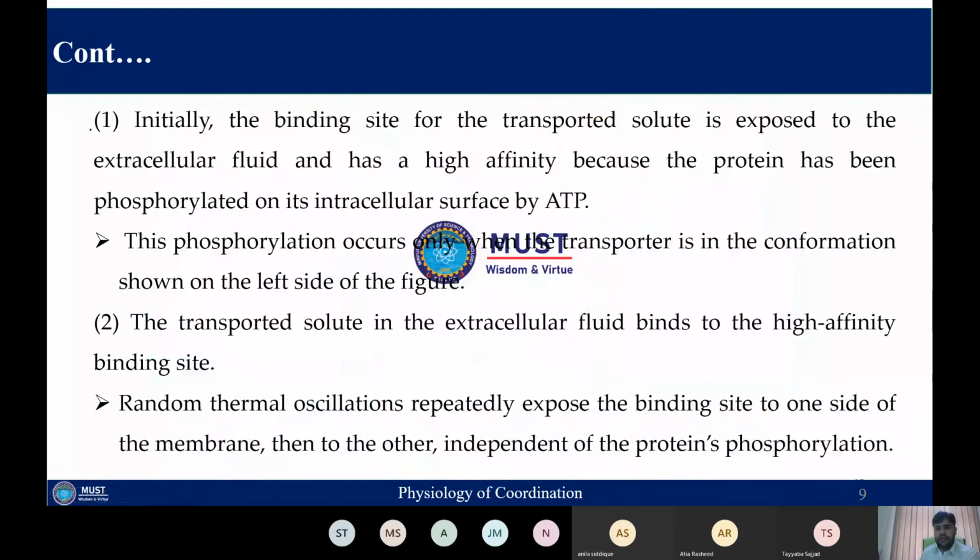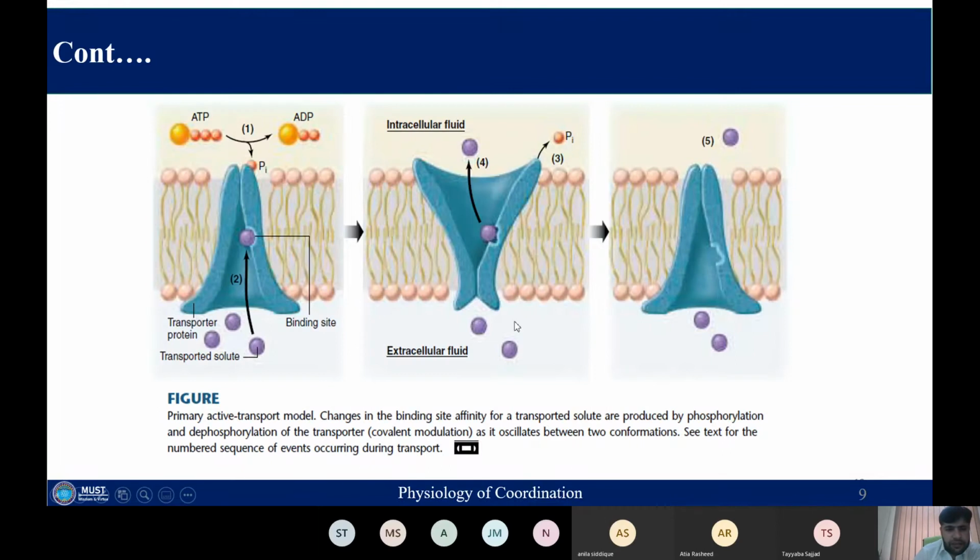The binding site of the transported solute is initially exposed to the extracellular fluid, and it will show high affinity because the protein has been phosphorylated on its intracellular surface. Remember that the protein will not be phosphorylated on the outer side. The protein will be phosphorylated on the inner side of the membrane. It means this ATP is provided from inside the cell, not from the outer side of the cell.